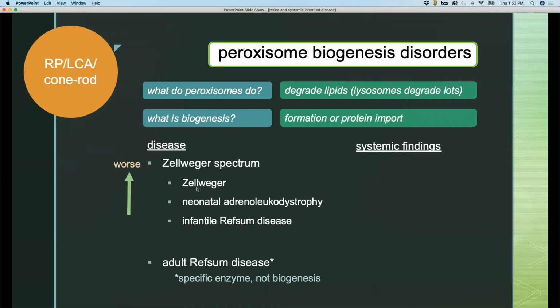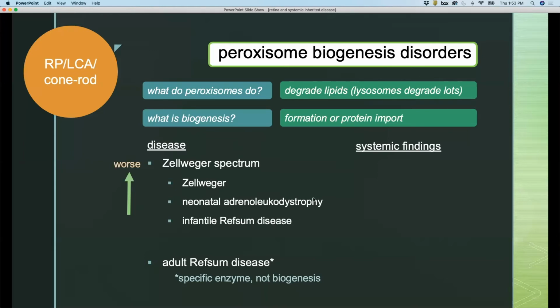And actually, these three are really closely related. They used to call them separate diseases, but now they all just call them the Zellweger spectrum. But you still have to remember all three names: Zellweger disease, neonatal adrenal leukodystrophy, infantile Refsum disease. And it's just in order of when they die. The Zellweger people die really shortly after birth. Infantile Refsum disease, I think they die in childhood, and the other ones in between.